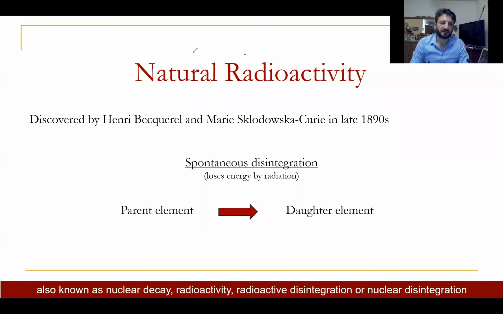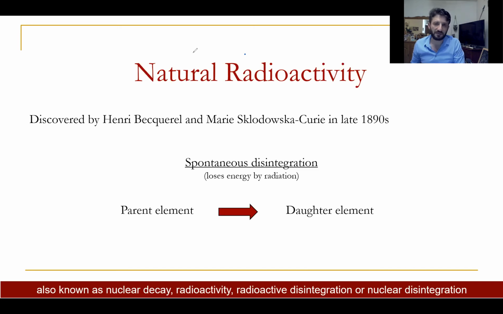Natural radioactivity. Any unstable or radioactive element decays to a stable element after a certain time. This process is called spontaneous disintegration, or spontaneous decay, nuclear decay, radioactive disintegration, or nuclear disintegration. You can say decay.